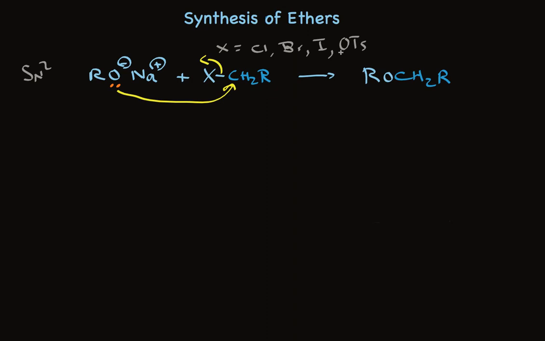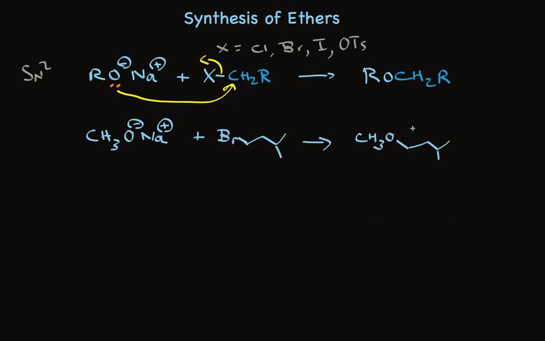Let's take a look at some specific examples. When methoxide is put together with an alkyl bromide, we make a methoxy ether. Here's the new bond. The alkoxide can be one of a variety of things, including things that are very hindered, unlike the alkyl partner, which must be primary.